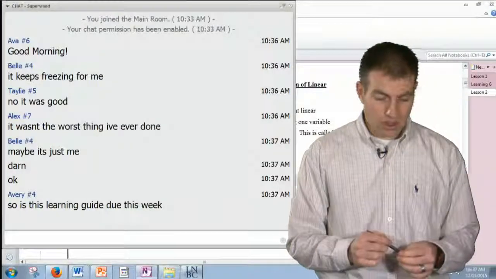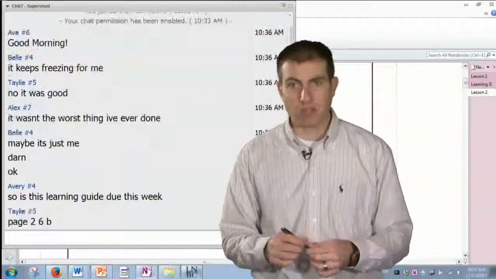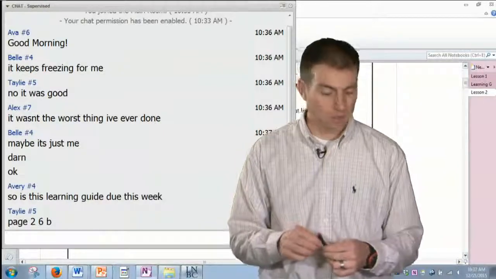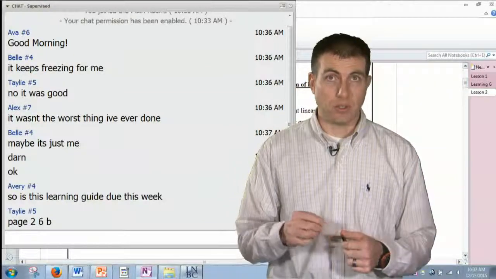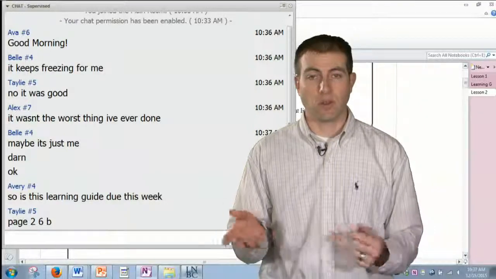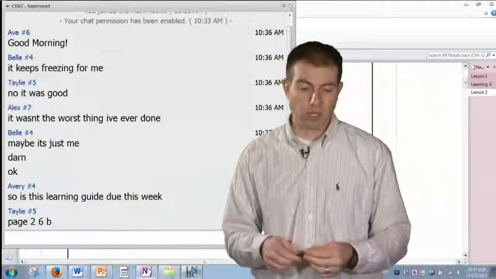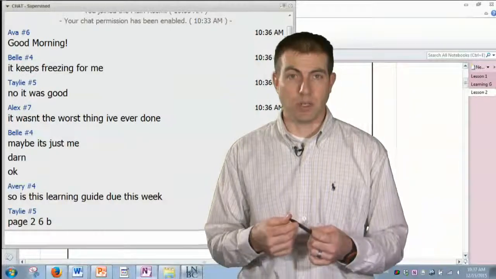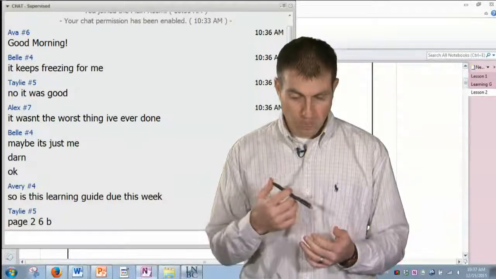So where the two lines cross, we call it the solution. Avery's asking, is this learning guide due this week? Yeah, there's only 3 sections of this unit, 3 lessons. We're going to do lesson 2 today. We'll do lesson 3 tomorrow, and that's really it. Then Thursday will kind of be like a review. If you can get the learning guide submitted on Thursday or Friday, that would be great.